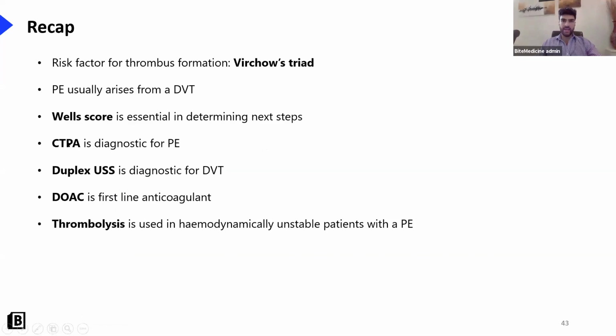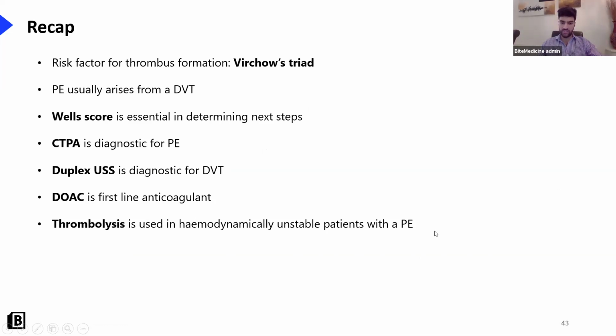As a recap, the risk factor for thrombus formation is Virchow's triad. PE usually arises from a DVT. Wells score is going to be absolutely key in directing your investigations. CTPA is the thing you want to do if you strongly suspect a PE. Duplex ultrasound is what you do if you strongly suspect a DVT. Newest guidelines say DOAC is your first line anticoagulant.